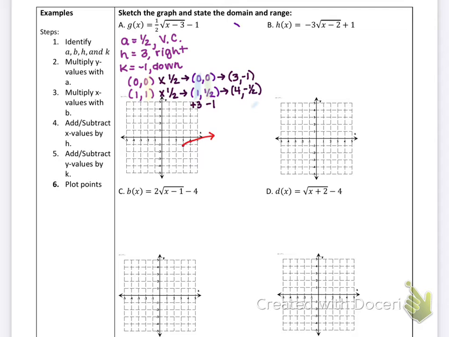A lot of the time students have a hard time because they mix up the cube root function with the square root function. So you really want to make sure that you understand what it looks like, because it's different than the other two functions we've been talking about so far.